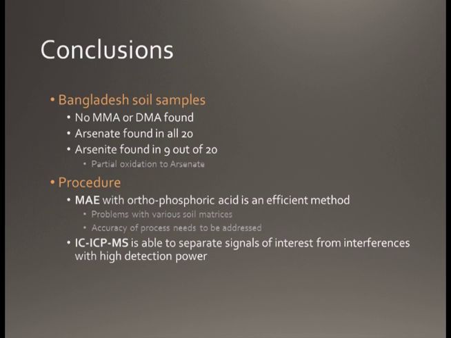And with the IC-ICP-MS, they used it successfully because it was able to separate the signals of interest from the interferences with high detection power. And so, in closing, they were able to identify the harmful species of arsenic, the inorganic species, in the soil samples. So their research was effective in what they were trying to do, but it's not yet complete.